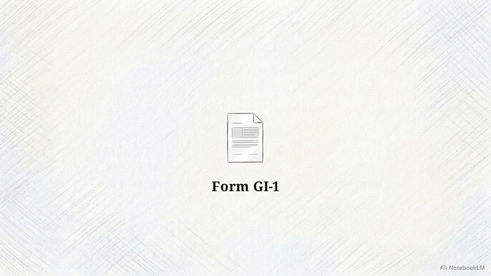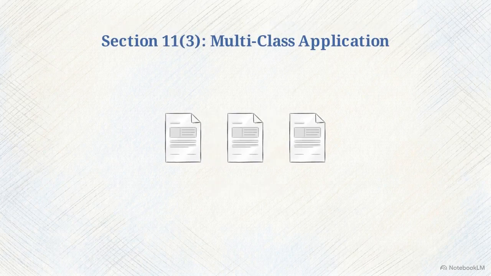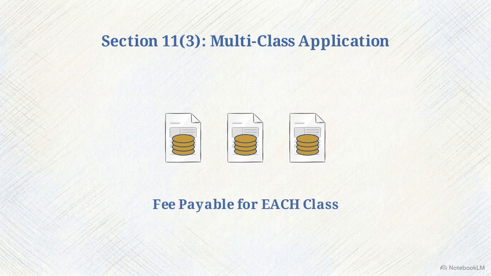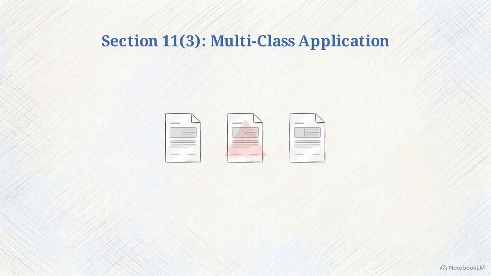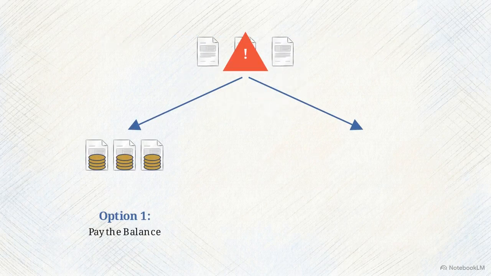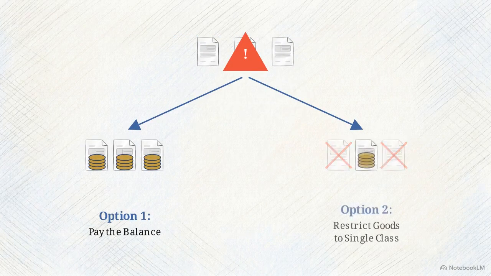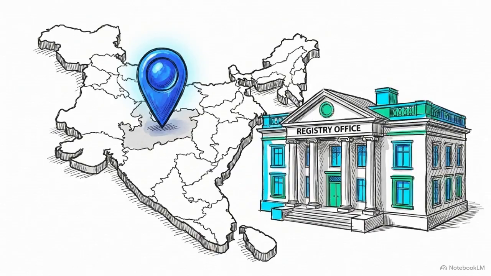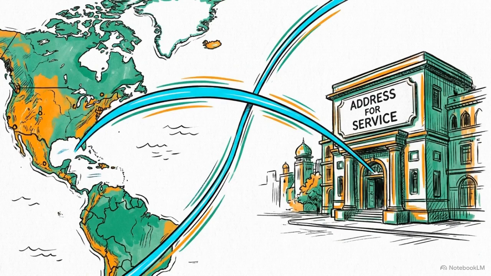Multi-class applications are governed by Section 11, subsection 3. While one application can cover multiple classes, the fee is payable for each individual class. Failure to pay the full amount requires the applicant to either pay the balance or restrict the goods to a single class. Territorial jurisdiction is defined in Section 11, subsection 4. Domestic applications are filed where the GI territory is located. Foreign GIs are filed at the registry office corresponding to their Indian address for service.